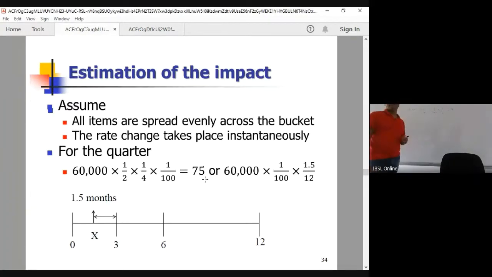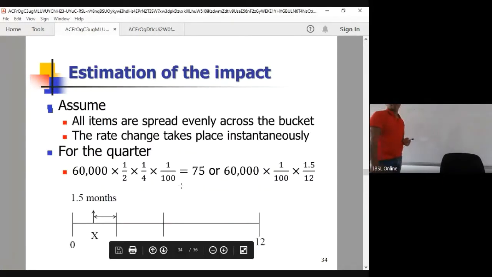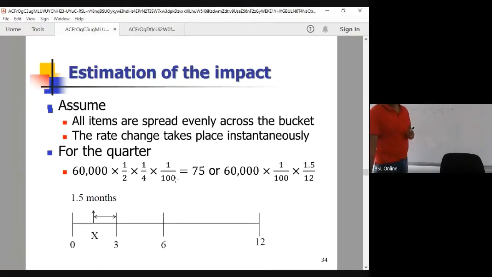So here you're getting a 75, which is the impact on NII. There is a 75 rupee change on the 60,000 number that you have if it moves by 100 basis points. Now, it doesn't say higher or lower, but depending on which direction, this will be positive or negative. We'll come to that.